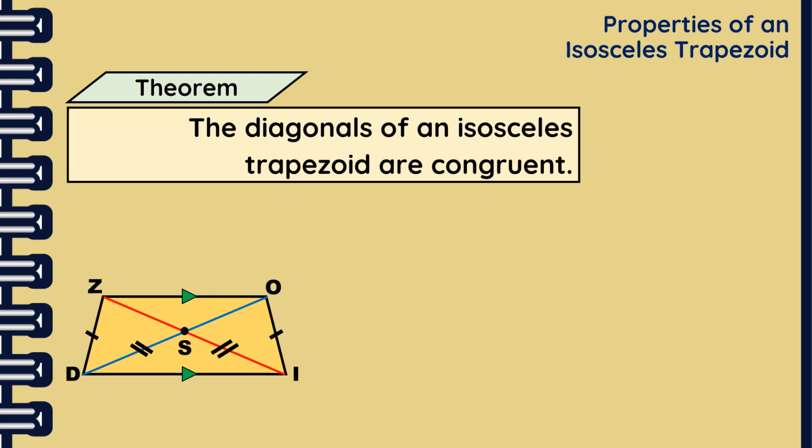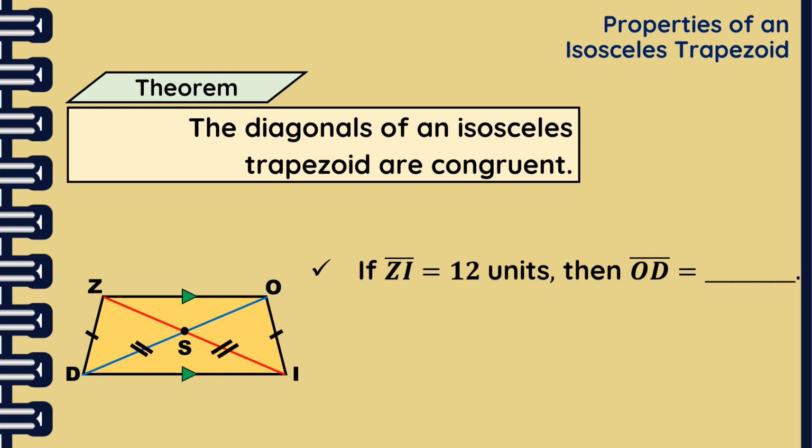Let's have examples. If segment ZI is 12 units, then how long is segment OD? Based on the figure, segment ZI is a diagonal and the other diagonal is segment OD. We can therefore say that these two segments must be congruent because the diagonals of an isosceles trapezoid are congruent. We can therefore say that segment OD is also 12 units.